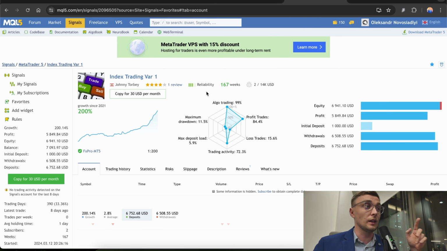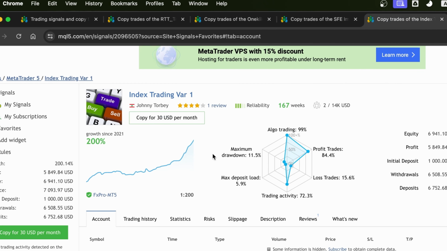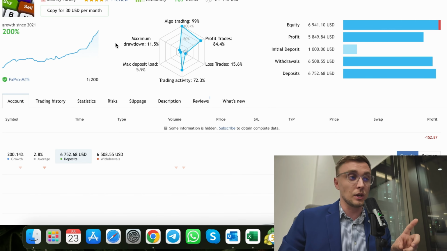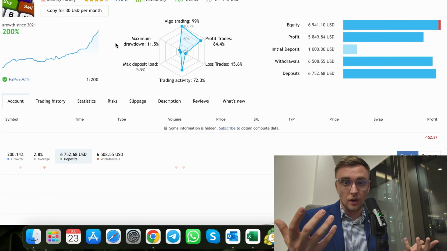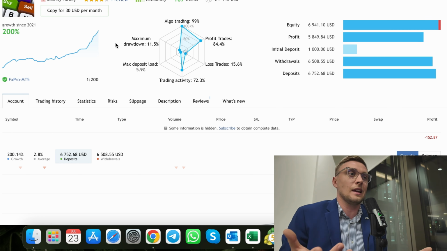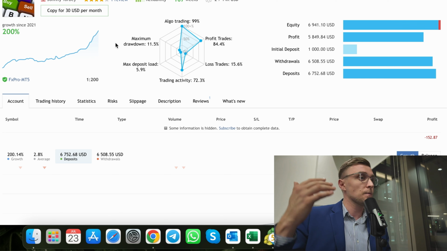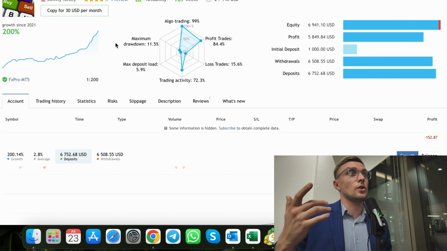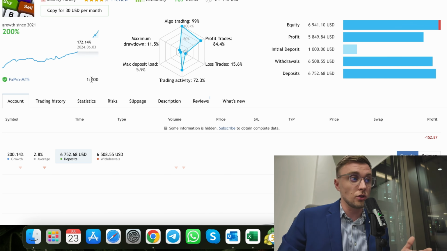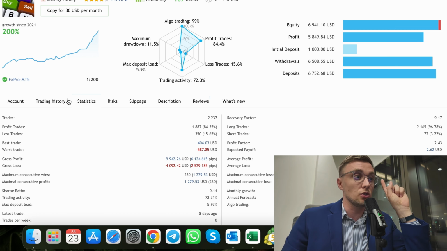And the fourth one is called index trading. Why do I especially like this signal? Because it's a totally new approach to trading. You know, in Forex, people mostly trade currencies and gold, then they trade indexes like Dow Jones, and some of the crypto instruments. But this guy pays attention just to the indexes.